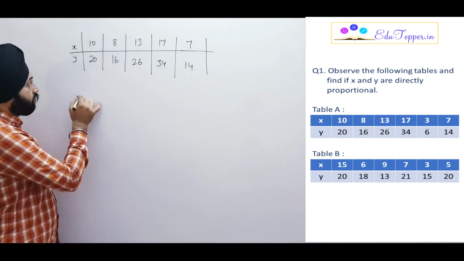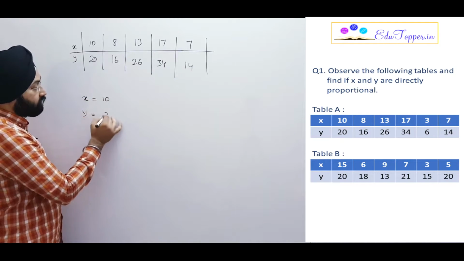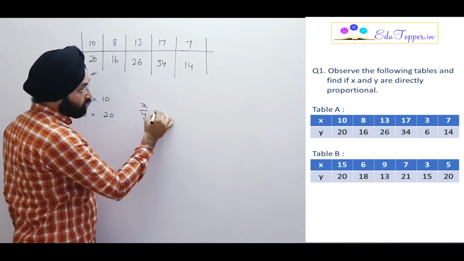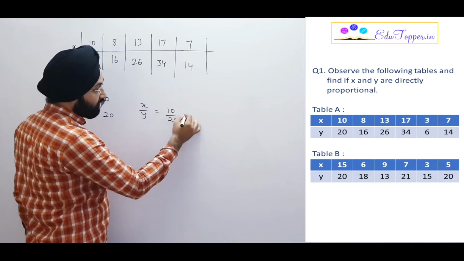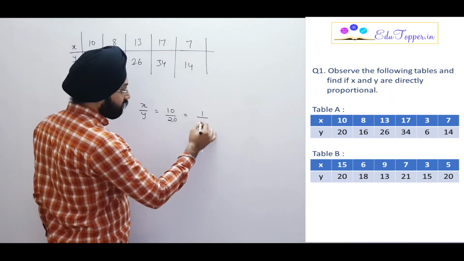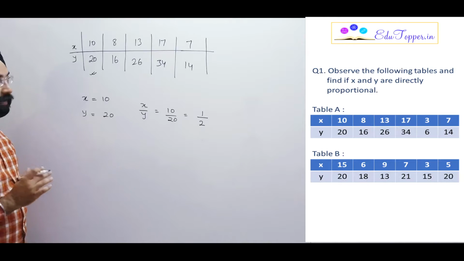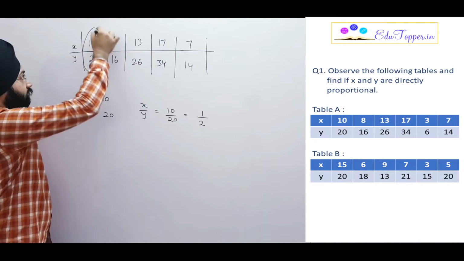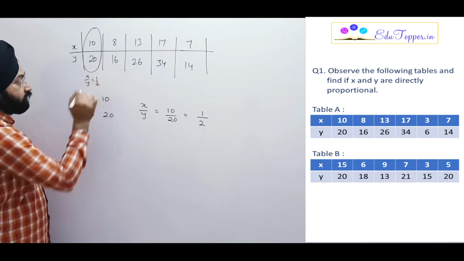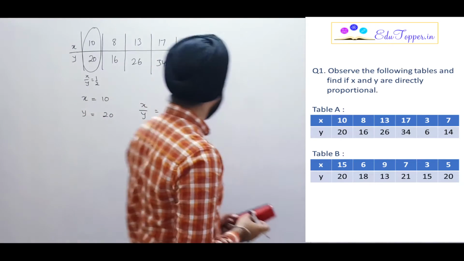Firstly, when x is equal to 10, y is equal to 20 in this case. So x by y is equal to 10 by 20. Can we cancel it further? Yes. 10 ones are 10, 10 twos are 20. So x by y is equal to 1 by 2. In the first case, we get x by y is equal to 1 by 2. Now let's take the second case. What's the second case?